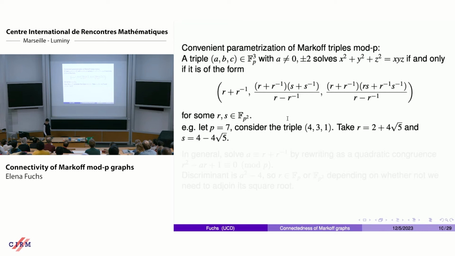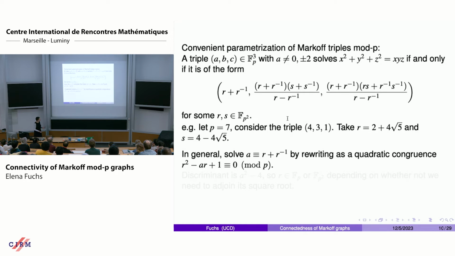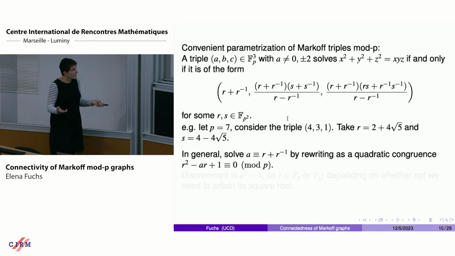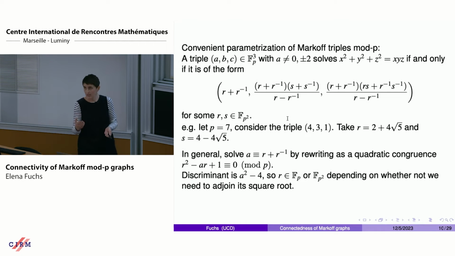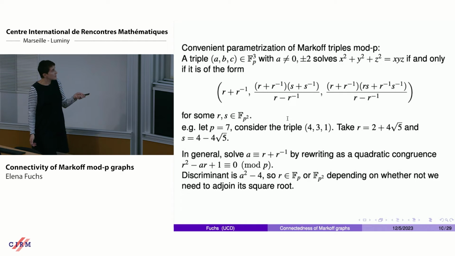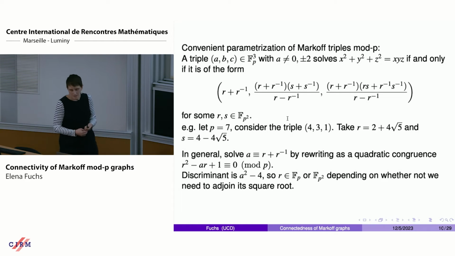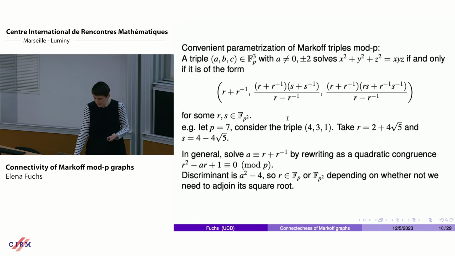In general, how do you find the R and the S given a triple? Well, you want to solve for A congruent to R plus R inverse, mod P. Just rewrite it as a quadratic congruence like this. Multiply through by R, and that's going to be a quadratic equation. So you're either going to find a solution in FP or in a degree 2 extension. The discriminant is A squared minus 4. So if this has a root in FP, your R is going to be in FP, and if not, you have to go to FP squared. Okay, hopefully that makes sense.